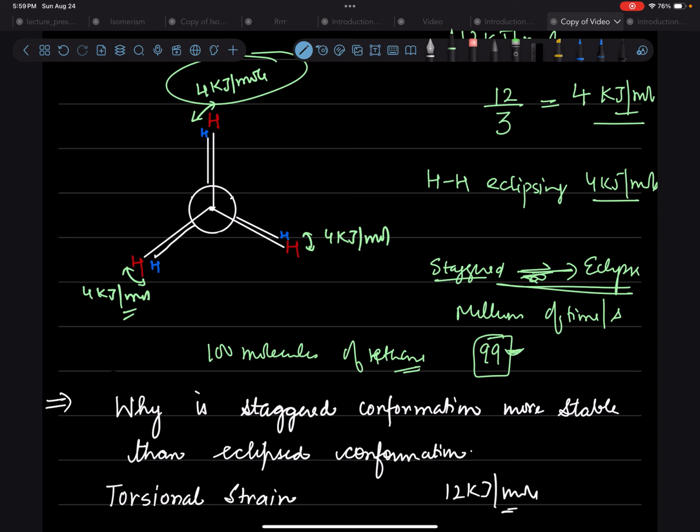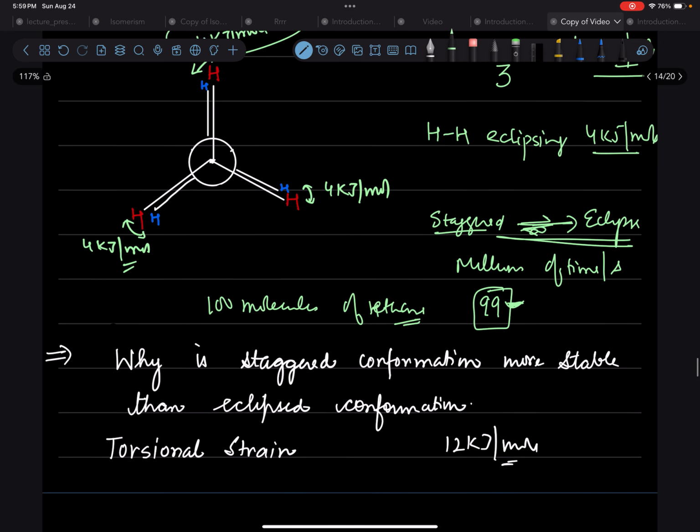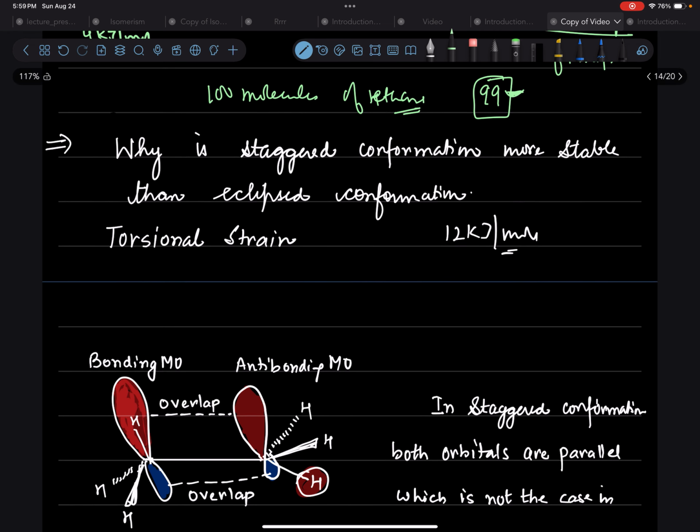So I repeat, at any given time in a sample, 99% of the ethane molecules prefer to stay in the staggered conformation rather than the eclipsed one. Now we know that it's because of the torsional energy and all that. But what is the basis of that torsional energy? What is the basis of those hydrogen-hydrogen eclipsing interactions?